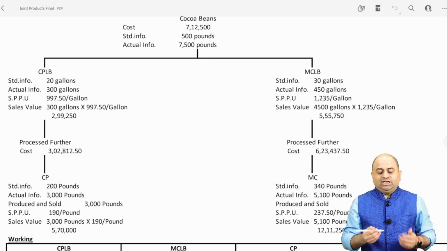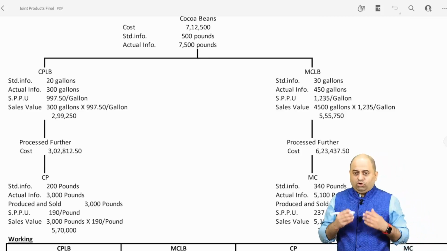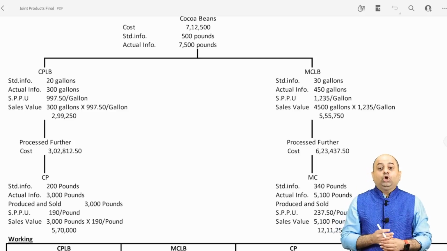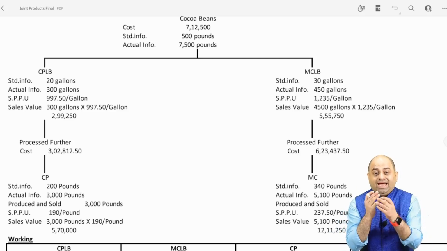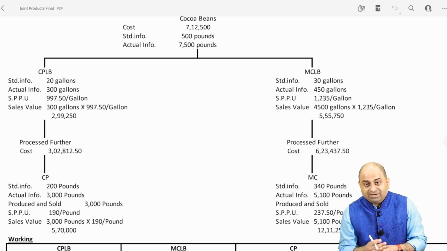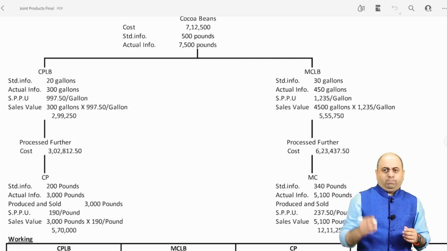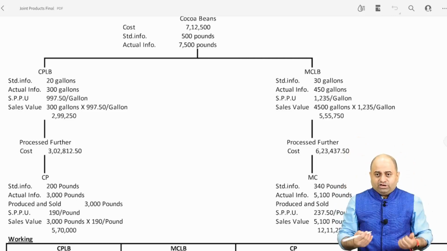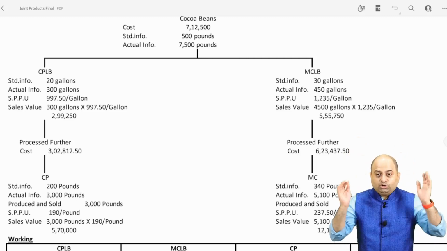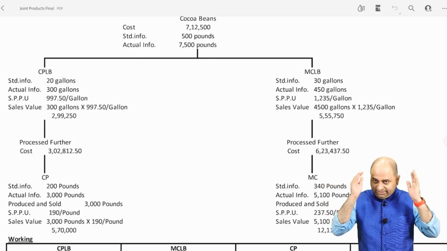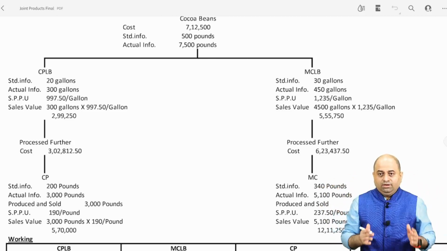And in the constant gross margin percentage method, what you will do is that you will find profits, and then you will calculate gross margin percentage. To remind you, it will be 8%. Once the profit percentage you get, you will go reverse to find out joint cost. That's it. That was the only point in this question.